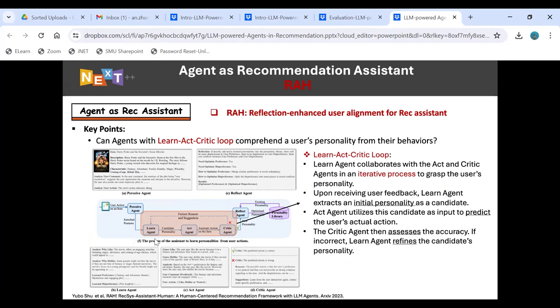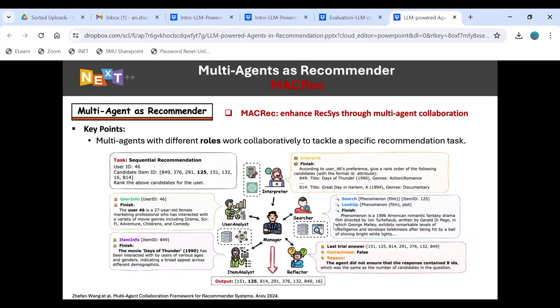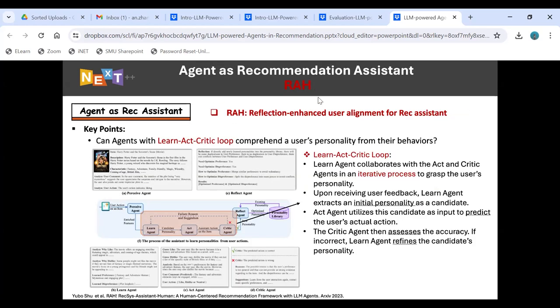The learn agent will first try to grasp the initial personality. Then the critique agent will find out whether the prediction is correct or not. If not, it will guide the learn agent to refine the candidate personality. So based on this, RAH is trying to use agents as recommendation assistant.